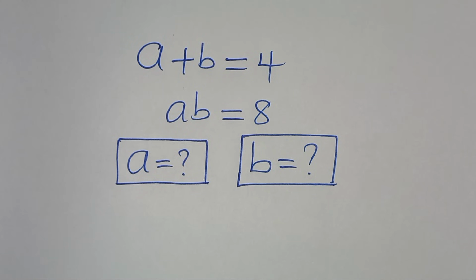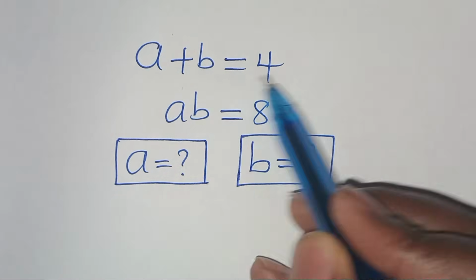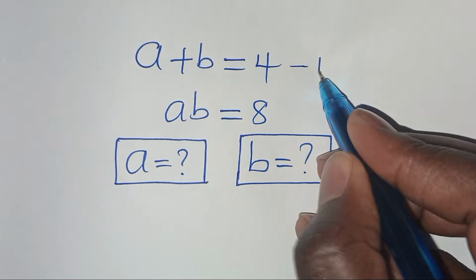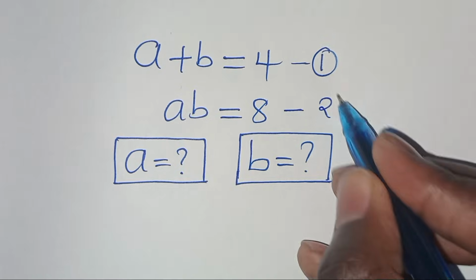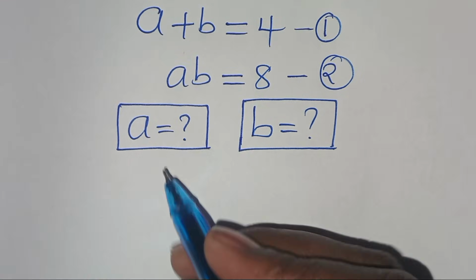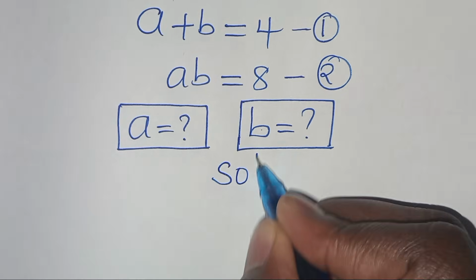Hello everyone, you're welcome to solve this nice algebra problem, which is a plus b, this is equal to 4. Let's call this equation 1. A times b is equal to 8. Let's call this equation 2. So what is the value of a and what is the value of b? Now let's provide a solution from here.